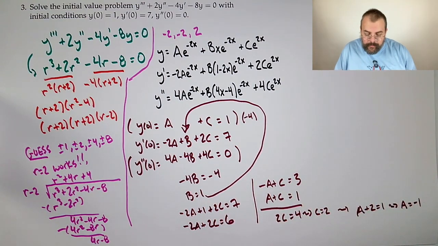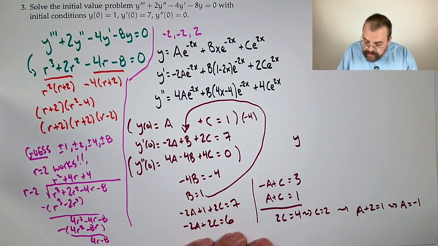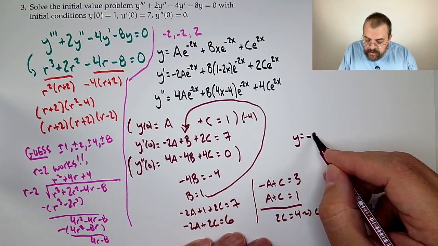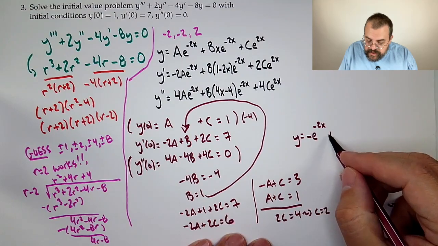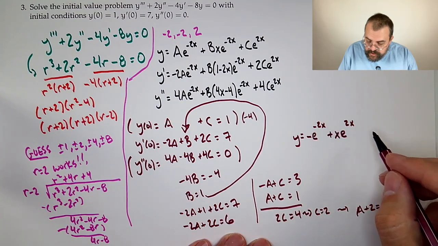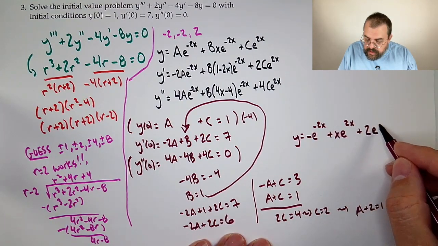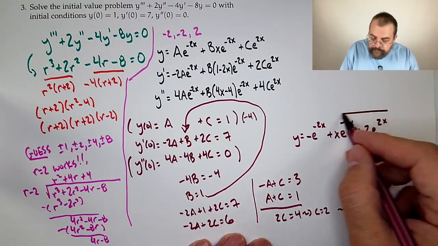So what's left to be done? The part that's left to be done is to write down the solution. We know our general form, and we know our constants. So we have that y equals a, which is minus e to the minus 2x, plus b, which is 1, so plus x e to the minus 2x, plus c, which is 2, so plus 2e to the 2x.